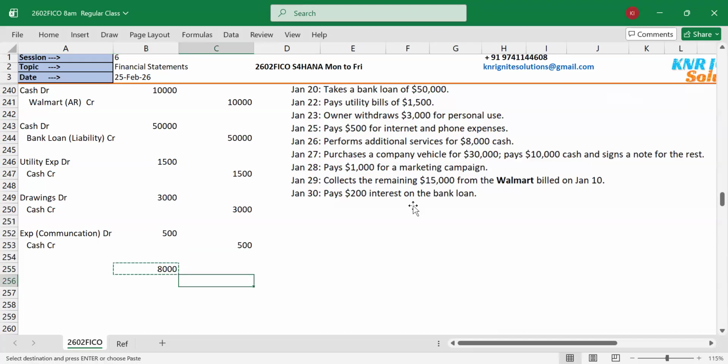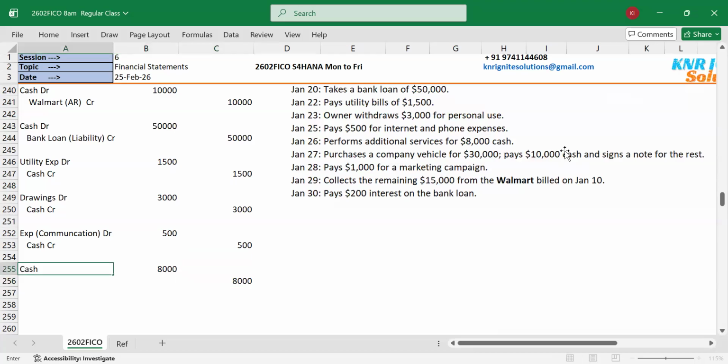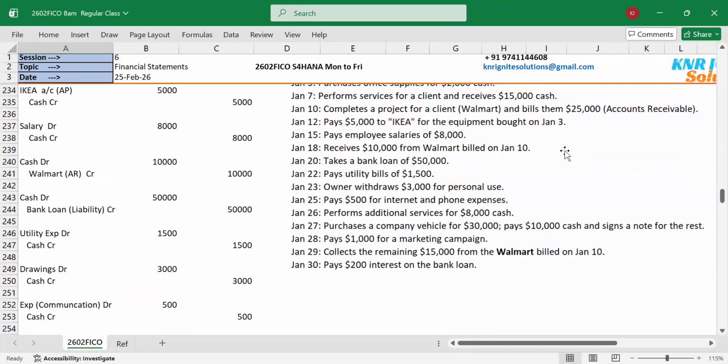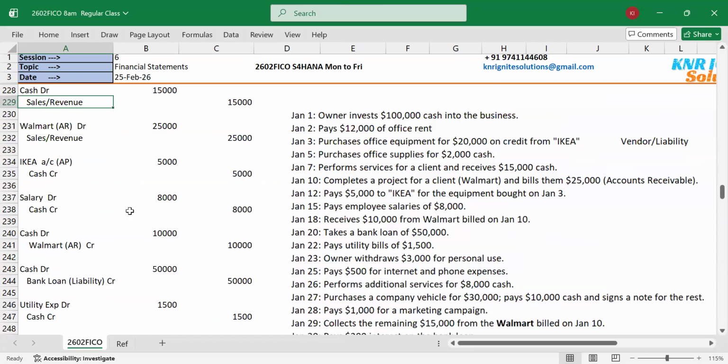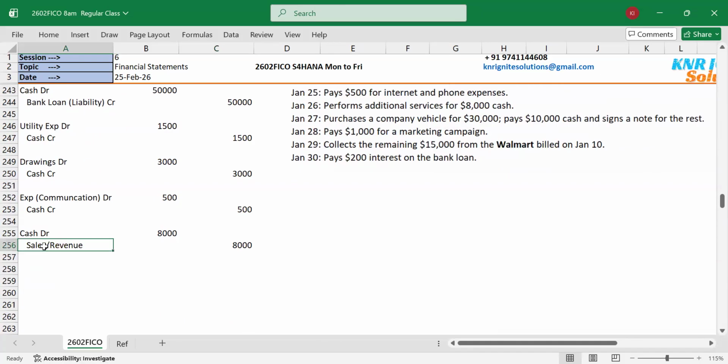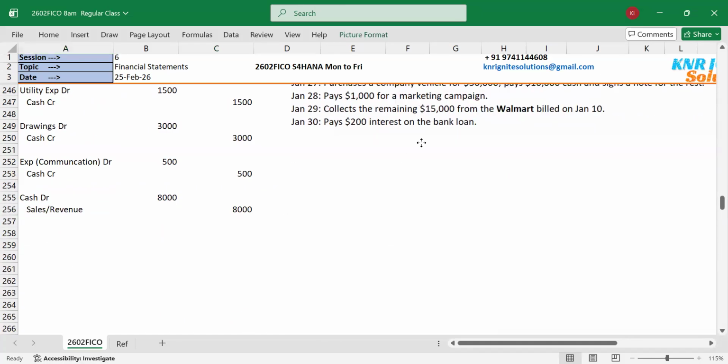Now the next one I have is 8,000. Cash is coming in, as he performs the additional services. It's a revenue I'm generating, so cash is debited and sales or revenue is credited. The same thing that we have written earlier, it repeats.